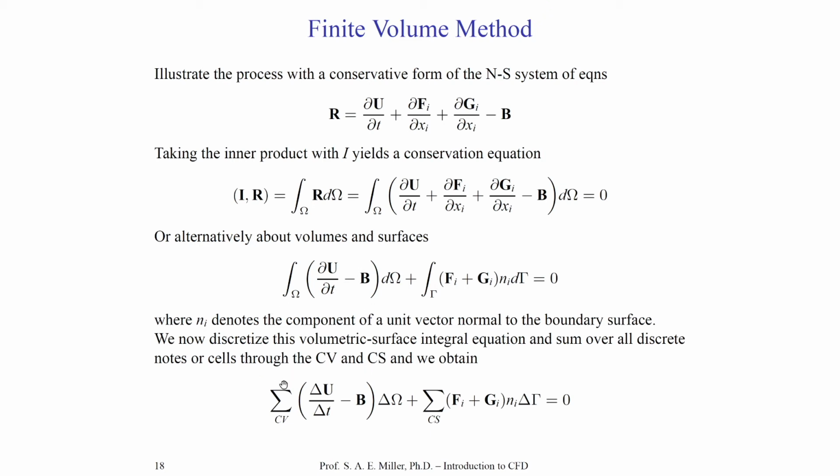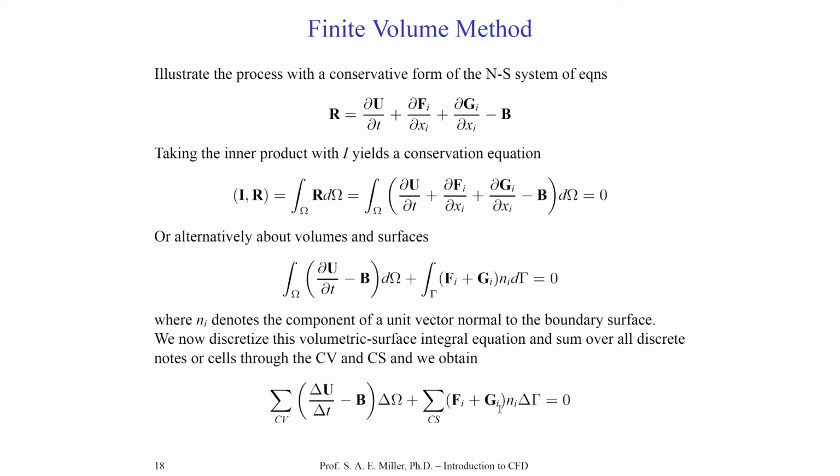Here, instead of an integral, we'll have sums of the volumes or the surfaces for each node, for each volume. And we'll take the partial derivatives and rewrite it as, say, delta u over delta t. So delta t will be our time step between different times, and delta u is the change in solution over different times. The source vector remains the same.